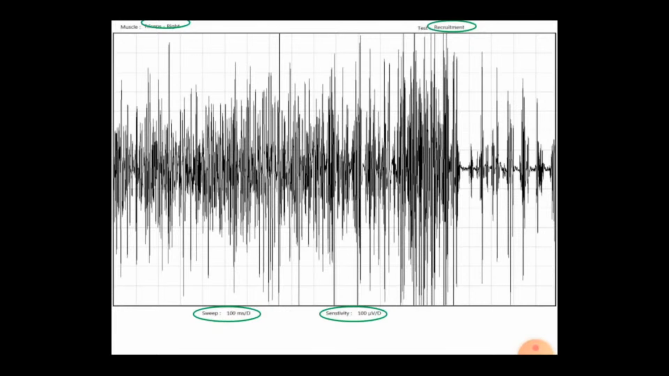One square is equal to 100 microvolt per division, means 1 centimeter, 1 square is equal to 100 microvolt per division, okay. So it is occupying about 10 squares, so it is reaching around 1000 microvolt per division or 1 millivolt per division.